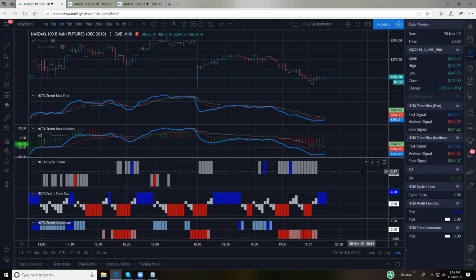I want to share this from David. David was one of our early adopters of the preview of the new methods, and he only traded method B. Now that's where a cycle finder prints followed by an oscillator.